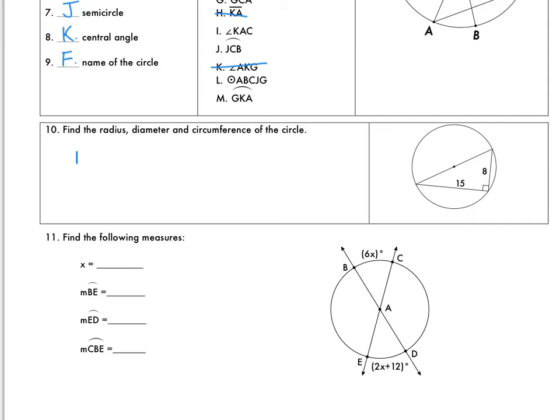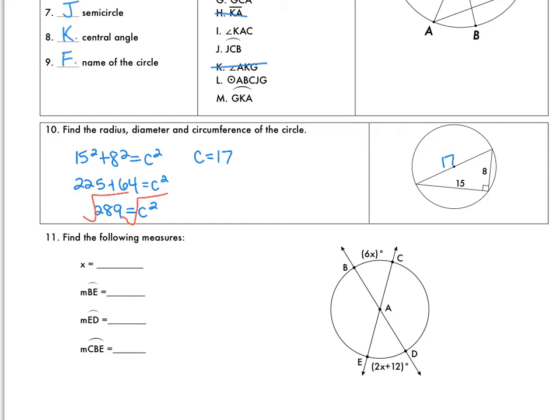So we can do 15 squared plus 8 squared equals c squared. So 225 plus 64 is equal to c squared. 225 plus 64 is 289, and yes, that is a perfect square. Its square root is 17. So c is equal to 17. So we know that the diameter is 17, and then we can use that to answer the rest of the question. That's a little c, not a capital C for circumference.